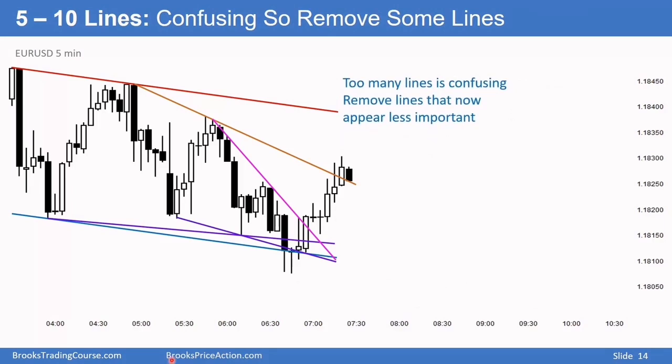Too many lines, so it's worthwhile removing some lines. Now, we have 2 possible tops. We no longer have a bottom. Yet, we have a major higher low here, a higher low that led to a strong reversal up, and we have another major higher low here, a new low that led to a strong reversal up. It does not have to go to a new high.